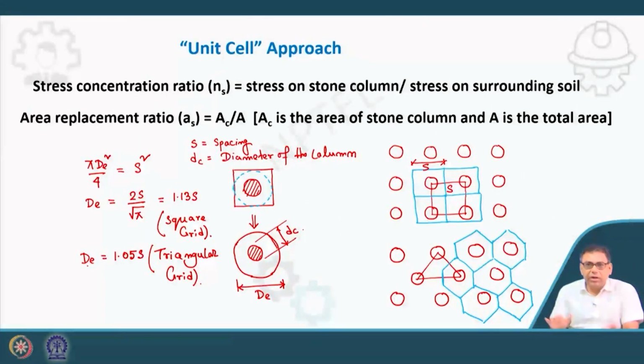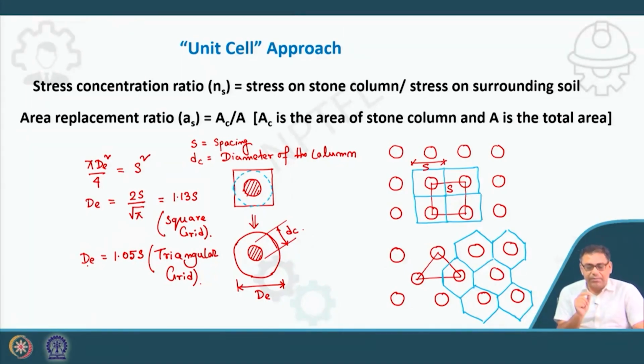Suppose you provide a UDL over this entire zone, obviously the column will take more load or stress compared to the surrounding soil. That is called the stress concentration ratio, the stress on column, which is always greater than the stress on the surrounding soil. It will be greater than 1. So this term is generally used to represent the stress on column and soil.